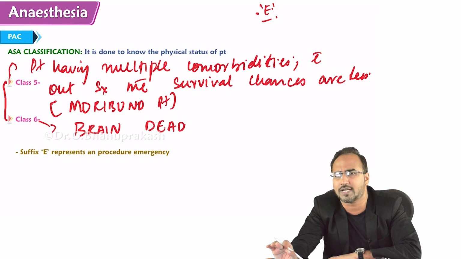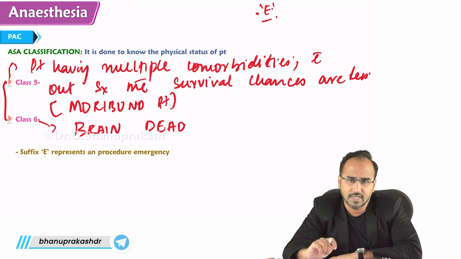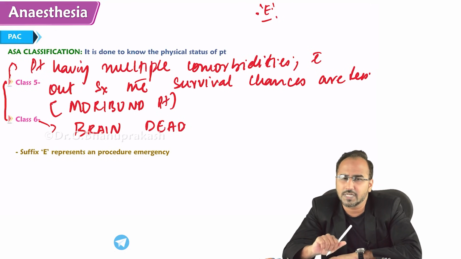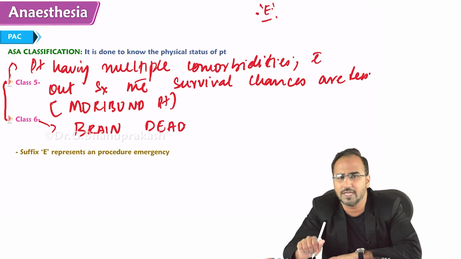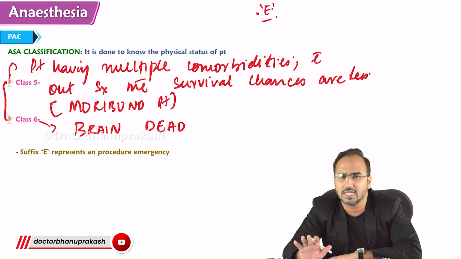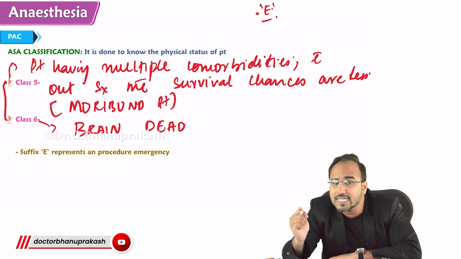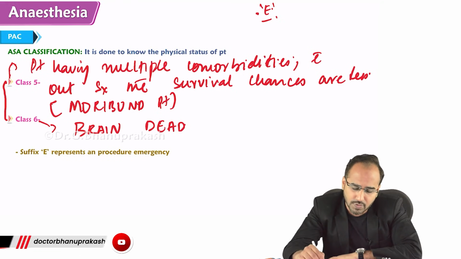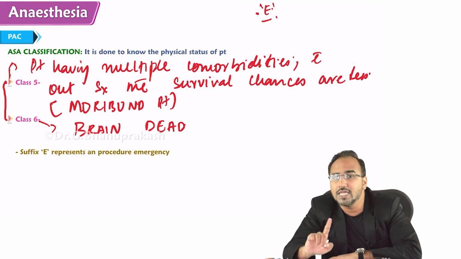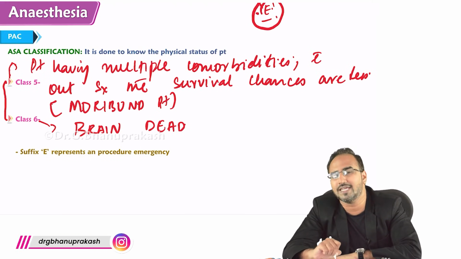A 20-year-old female diagnosed with ruptured ectopic pregnancy, suffering with diabetes, with a fasting blood sugar level of 200 and a post-lunch blood sugar level of 280. Which ASA class does she belong to? The patient is diagnosed with ruptured ectopic pregnancy and has diabetes, which is controlled or uncontrolled? Uncontrolled systemic illness, she is class 3. But what surgery is she being posted for? Ruptured ectopic pregnancy is an emergency. So she belongs to what, guys? ASA 3E. So E is added when the surgery is an emergency.